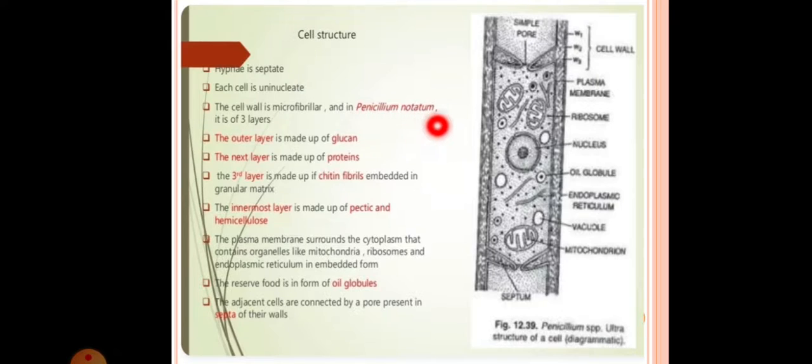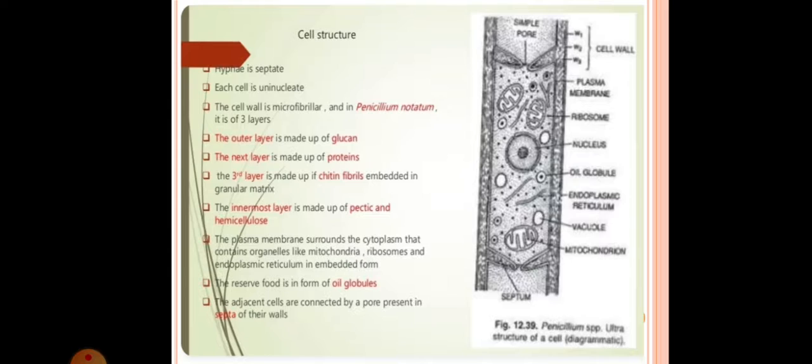In Penicillium notatum, the cell wall is of 3 layers. The outer layer is made up of glucan. The middle layer, the next layer, is made up of proteins, and the third layer is made up of chitin fibrils embedded in a granular matrix. The innermost layer is made up of pectic compounds and hemicellulose.